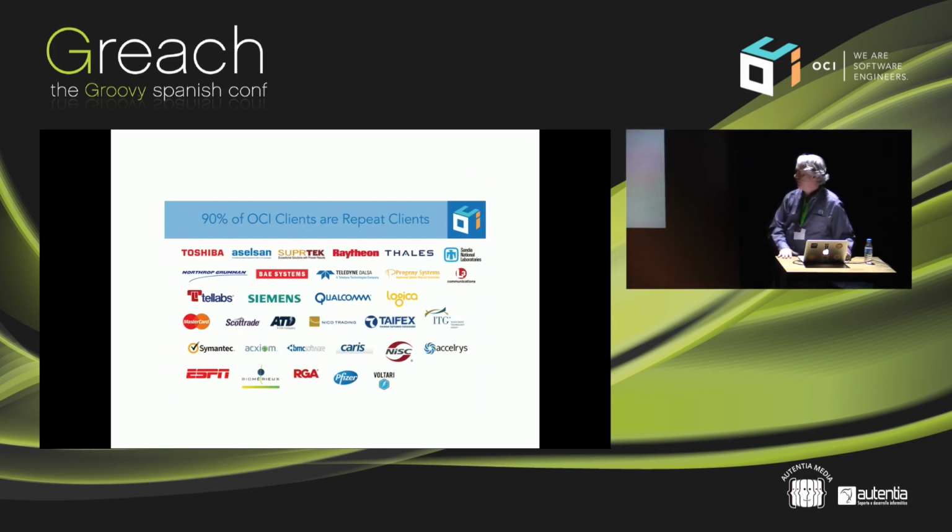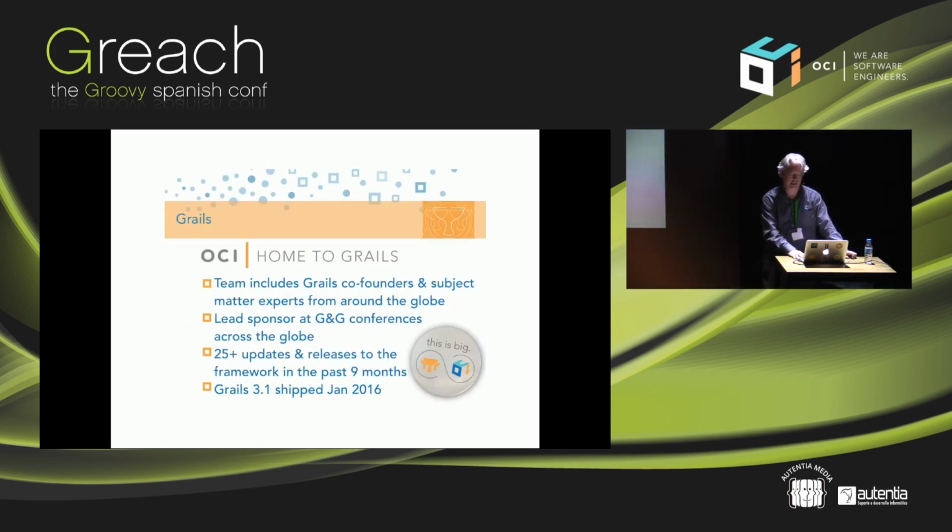This is a small subset of our customer base, just some names that you might recognize. One thing that's interesting to note is that we service lots of industries: telecommunications, entertainment, aerospace, financial. That's one of the reasons that Grails is such a great fit at OCI. Grails is a general purpose framework, right? It's not a framework for building financial apps or aerospace apps. It's a general purpose framework, and that's one of the reasons Grails has been such a great fit with OCI as an organization.